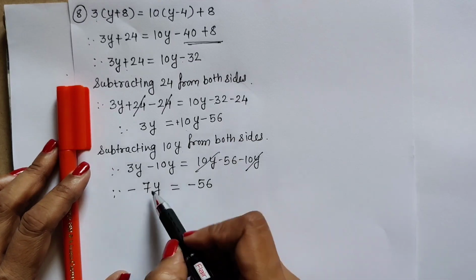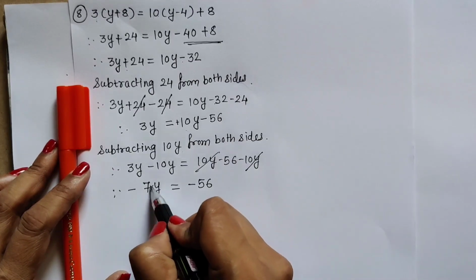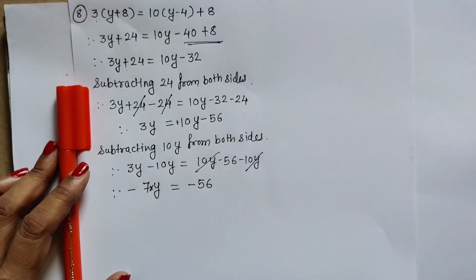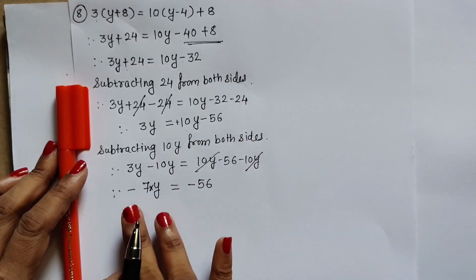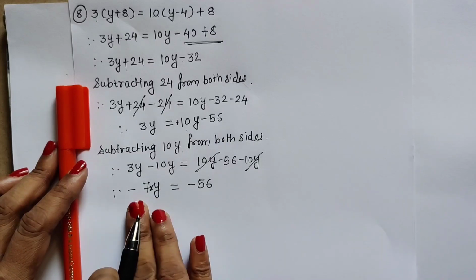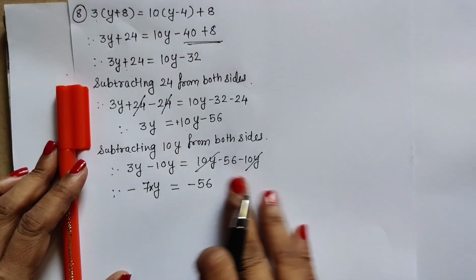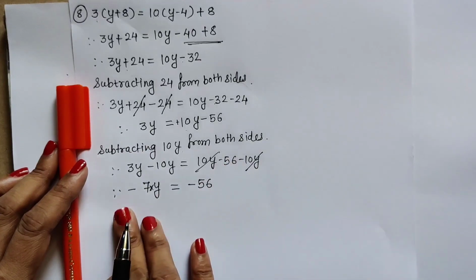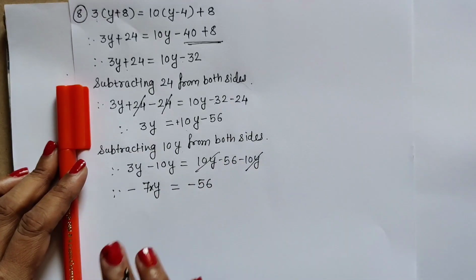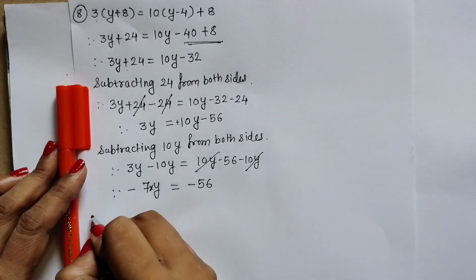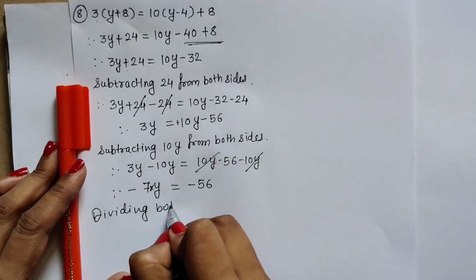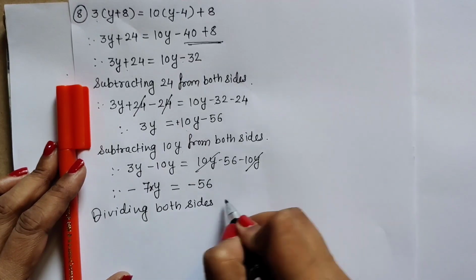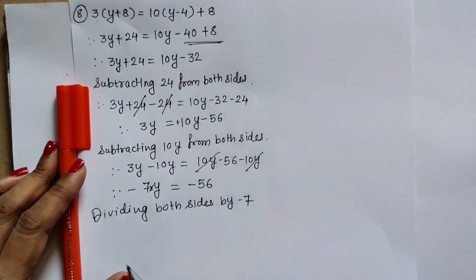Now see what is there on the left hand side? Minus 7 multiplied by y. Minus 7y means what? Minus 7 multiplied by y. So multiplication operation is there. We have to do exactly opposite operation. That means multiplication will become division now. So here minus 7 multiplied by y. This minus 7 we have to transfer from left hand side to the right hand side. So here it is multiplied by. Now we have to do divide by. So dividing both sides by minus 7.